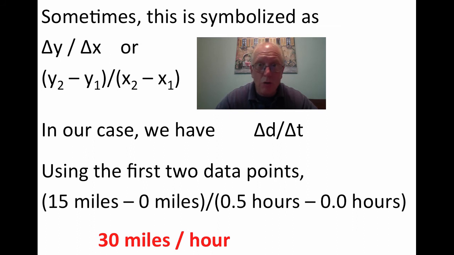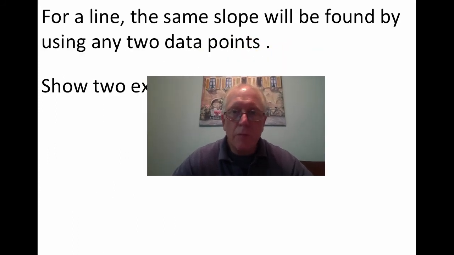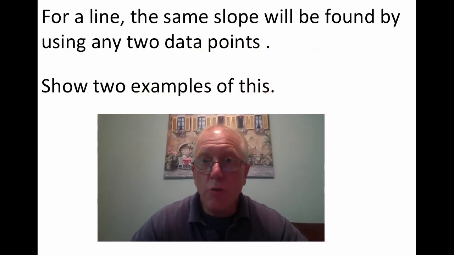And the units are important. 30 miles per hour is different, as I say, than 30 inches per second or some other increment or unit. Okay, so you can do this using any 2 points on the graph. So go ahead and pause, use any 2 points, and convince yourself that it still comes out to 30 miles per hour.